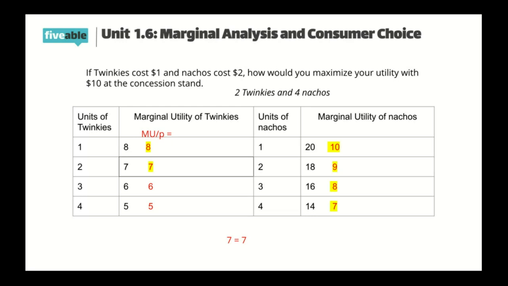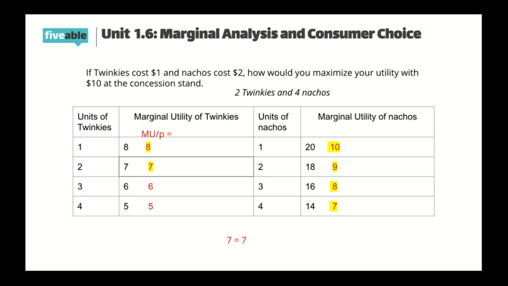And notice what happens. I want to grab the fourth nacho because, if we add it up, 1, 2, 3, 4 nachos times 2, we've got $8. And then the 2 Twinkies at $1 a pop, that's $2. There's my $10. So my correct answer here is that I'm going to get the most bang for my buck with 2 Twinkies and 4 nachos.